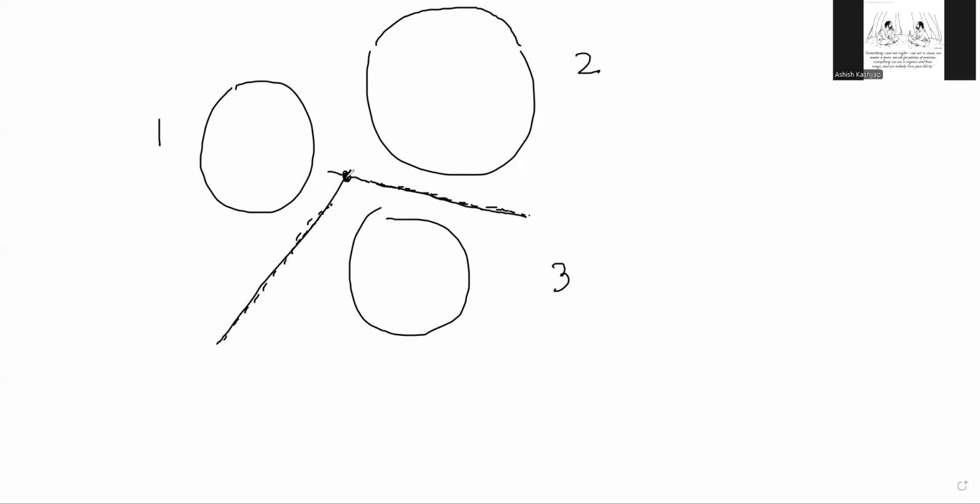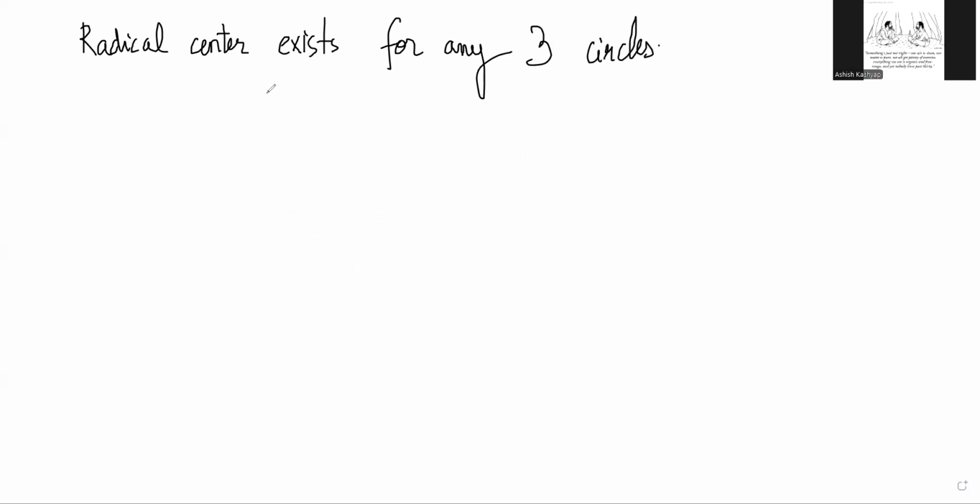Where is the intersection of these two lines? This point, is it a special point in the sense that it has equal power with 1, 2, and 3? Yes. Will it also lie on the radical axis of 1 and 2 now? Yes, by definition it is concurrent. Is it obvious what I'm saying? So now that we know that the radical center exists for any three circles, that gives us a nice and easy construction of the radical axis.